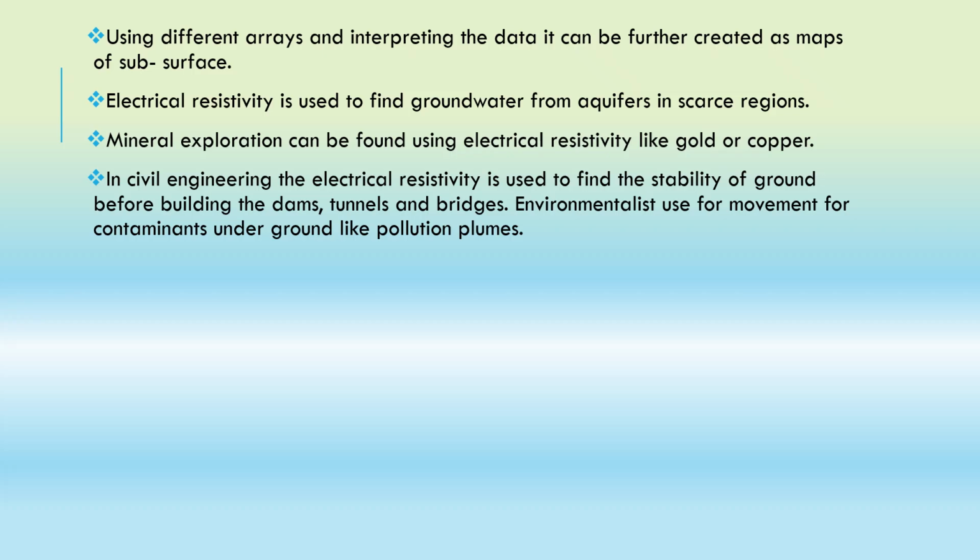Electrical resistivity is used to find groundwater from aquifers in scarce regions. Mineral exploration, like gold or copper, can also be done using electrical resistivity. In civil engineering, it is used to find the stability of the ground before building a dam, tunnel or bridge. In case I want to build a tunnel, if there is a horizontal stratum, fault or fold, the massive structure should not be affected or collapse in an earthquake. Environmentalists can also use it to track the movement of contaminants underground, like pollution or fumes.